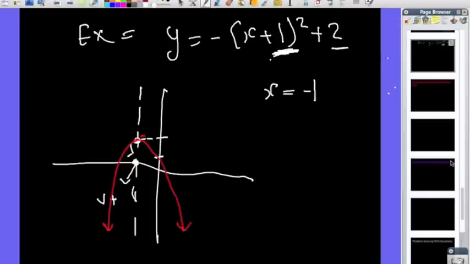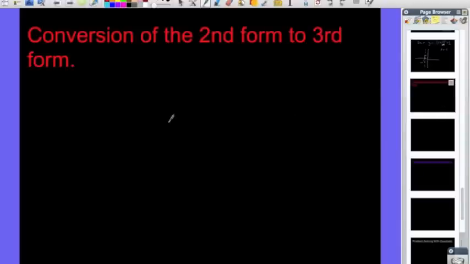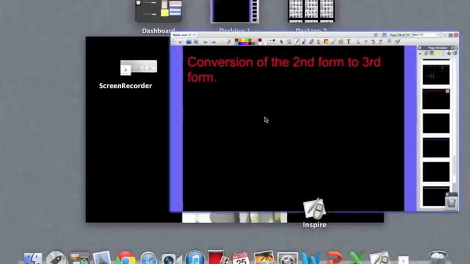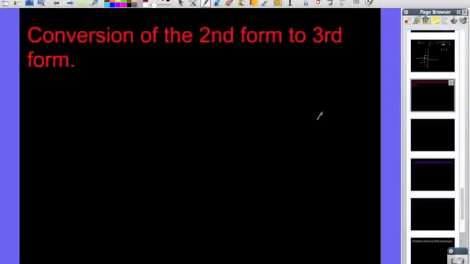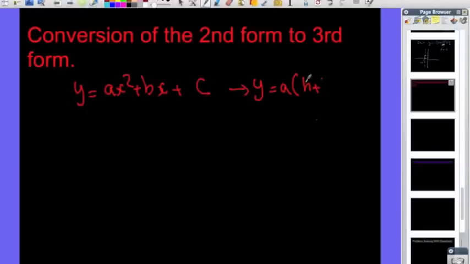Okay. Now let's move on to conversion of the second form to the third form. What I mean by this is converting y equals ax squared plus bx plus c into y equals a(x minus h) squared plus k. The best way to explain this is by doing examples. So let's do an example.